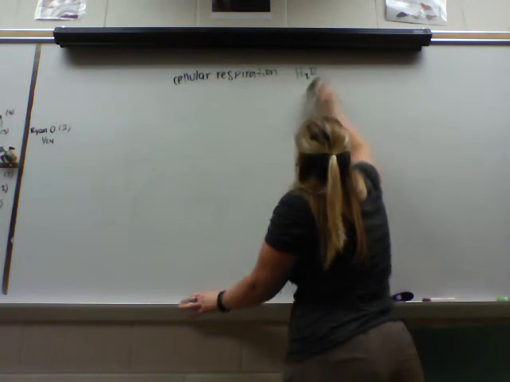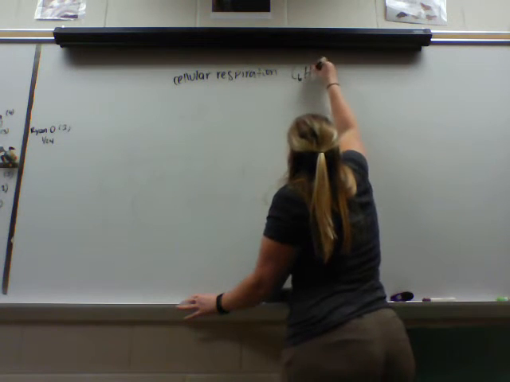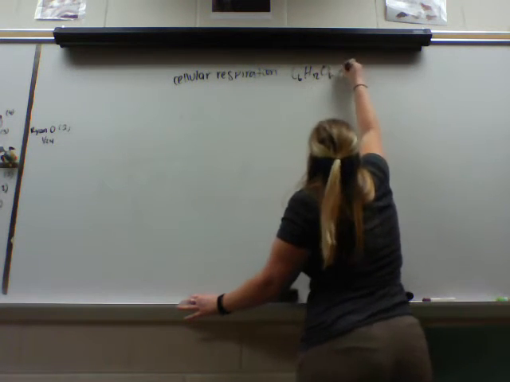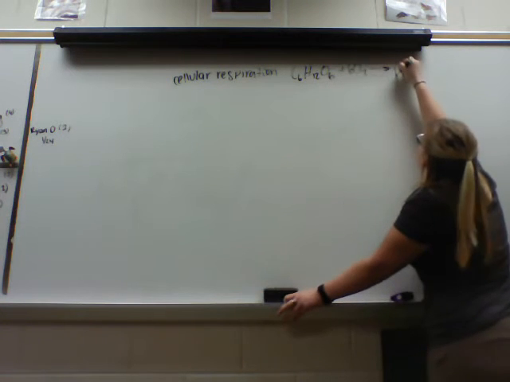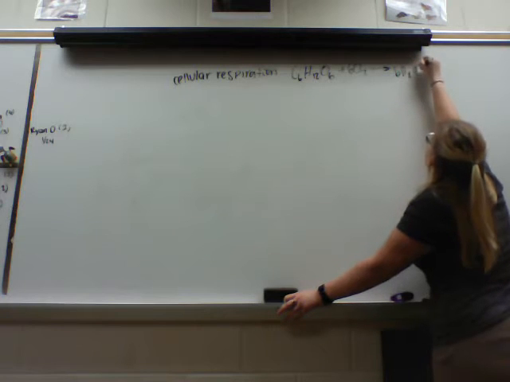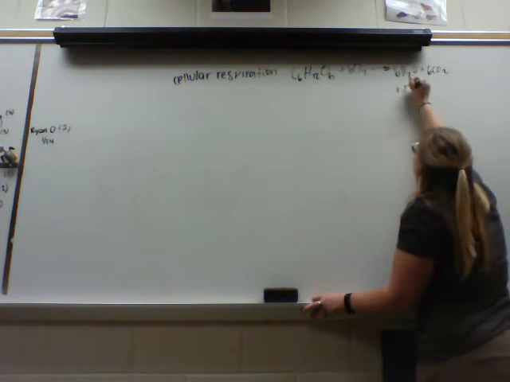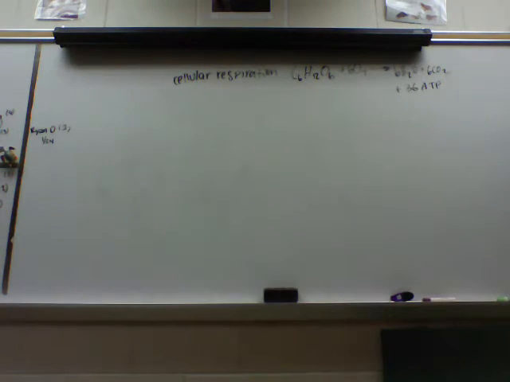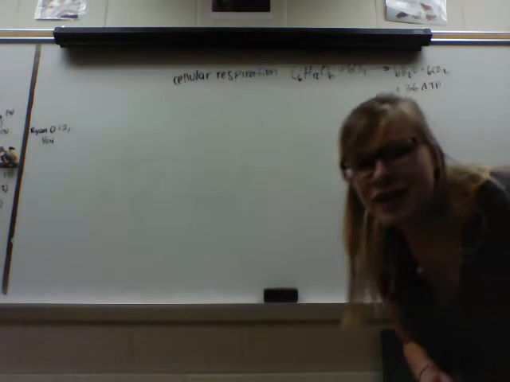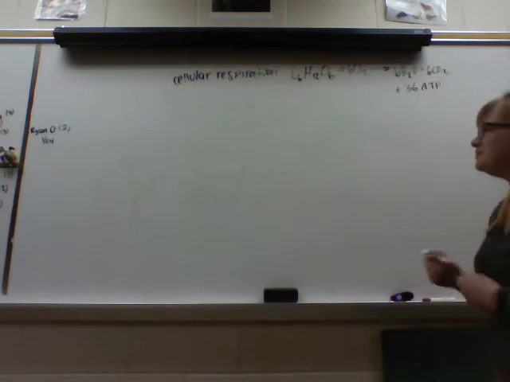Not water. Glucose goes in, plus 6 oxygen. What we come out with is 6 water, 6 CO2, and we also come out with 36 ATP. Okay? Sorry if that's kind of hard to read. You'll watch this in a bigger screen, it might be easier.